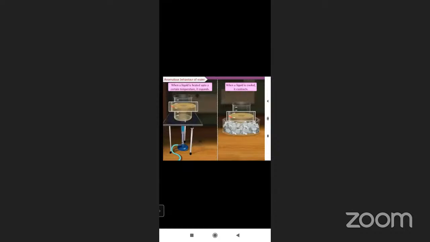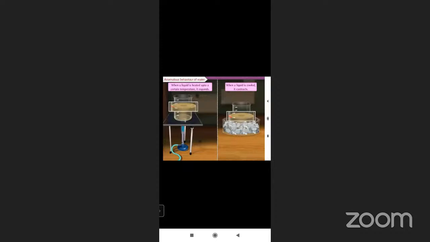Now one more question is asked. We feel that some objects are cold and some are hot. Is this feeling related in some way to our body temperature? Remember this. When we touch something, we understand whether the object is hot or cold. Now how is this feeling related to our body temperature? Clear? Now see what is the answer for this.